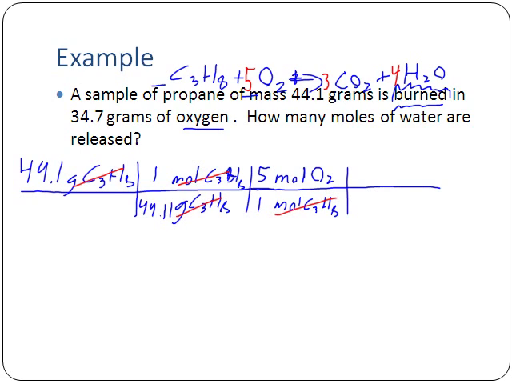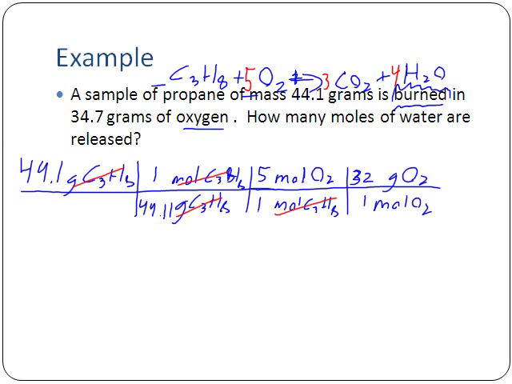But we're given the number of grams of oxygen, so we have one more step. We're going to have to go from moles of oxygen to grams of oxygen. Oxygen is 16 for the mass of one of them, so 2 of them would be 32.00. And so that's in 1 mole here. And so that cancels out our last step. That cancels out moles of oxygen right there.